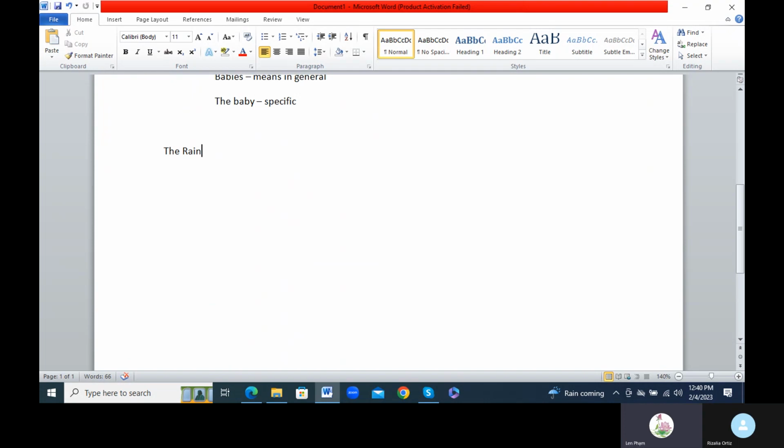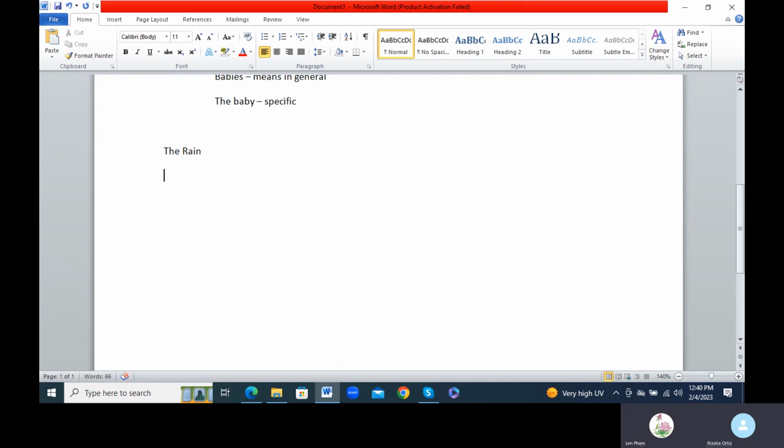Not sure, but possible, right? Possible, because we do not know, but maybe, right? Especially if now you can see that the cloud is dark, so it is very possible that in the future it will rain.